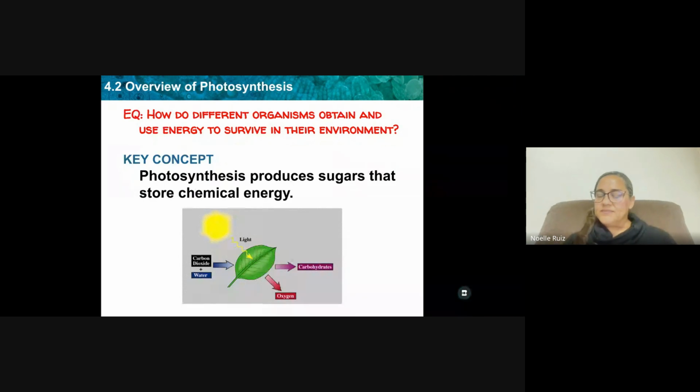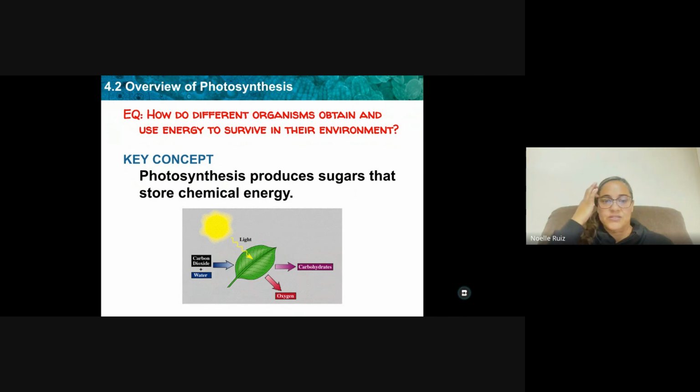And one of those things is to be a living thing, you have to obtain and use energy. Among other things, you're made of cells, you reproduce, you grow and develop, things like that. But one of them is you have to be able to capture and use energy. So this chapter is about the different ways that organisms do that. So this section is about photosynthesis.